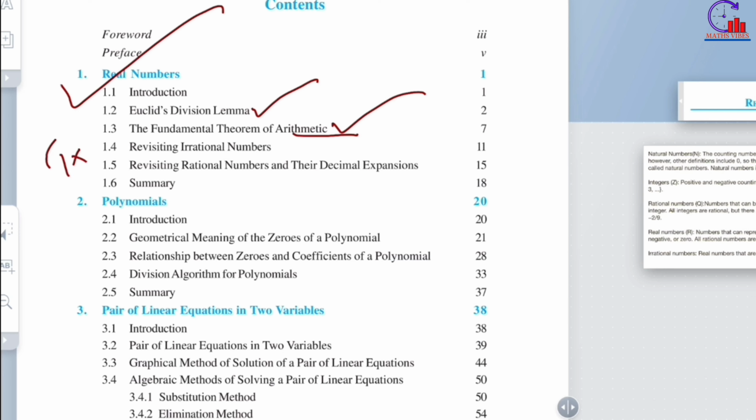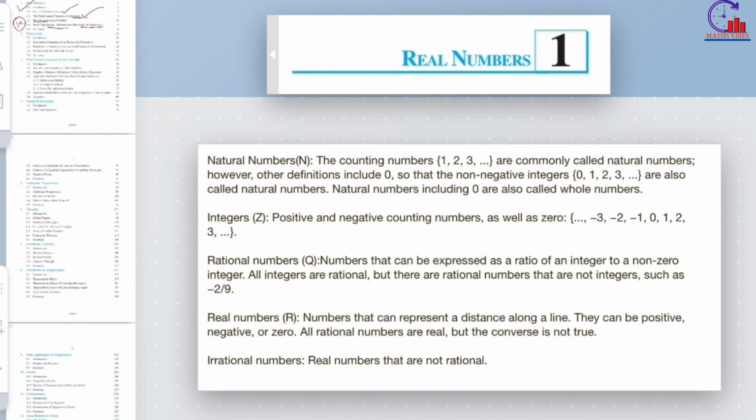So in class 9 we studied irrational numbers, right? We introduced irrational numbers. Here in class 10 we revisit it, okay? Revisiting irrational numbers. We also revisit rational numbers and their decimal expansion, okay? This is quite an easy chapter as compared to others, right? And the name of the chapter is real numbers.